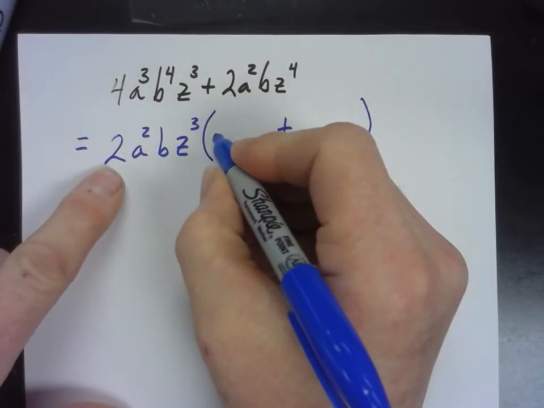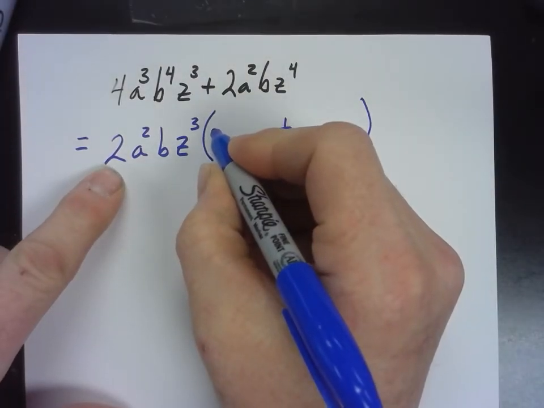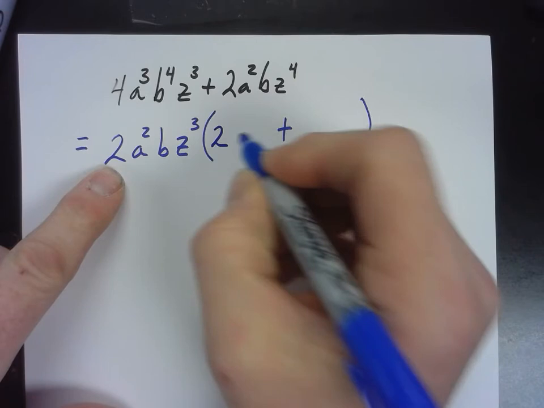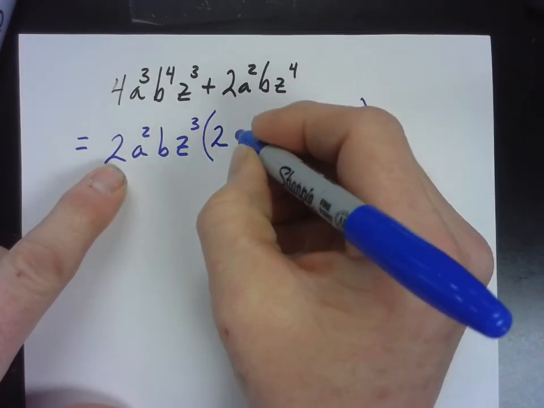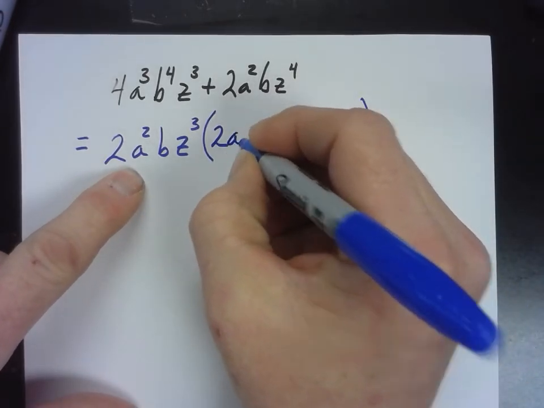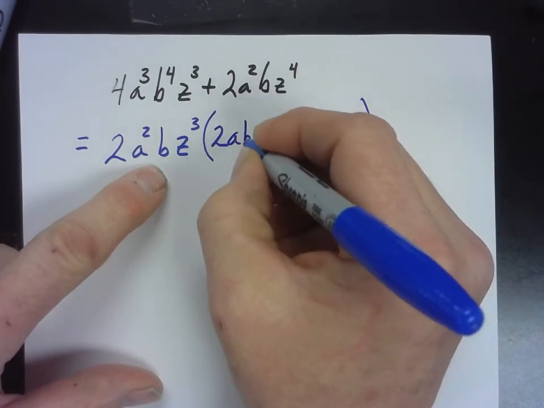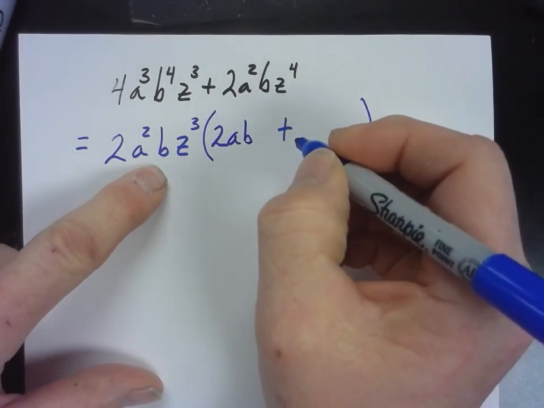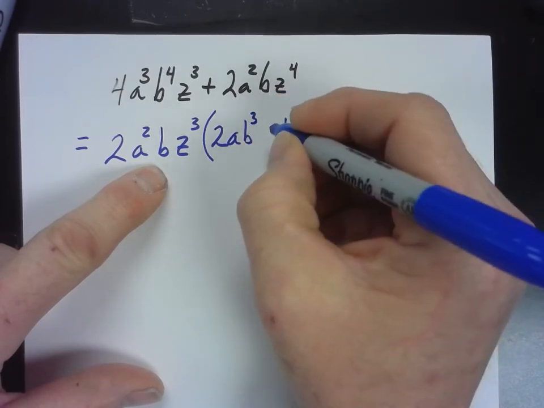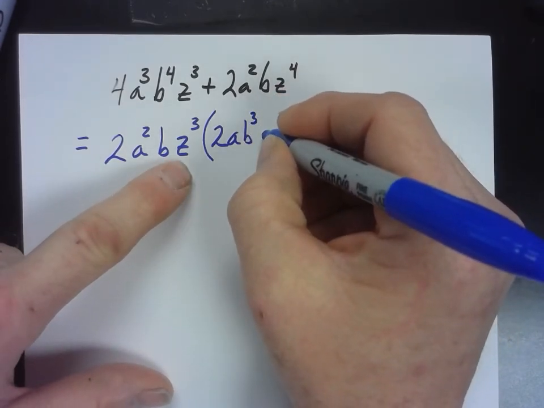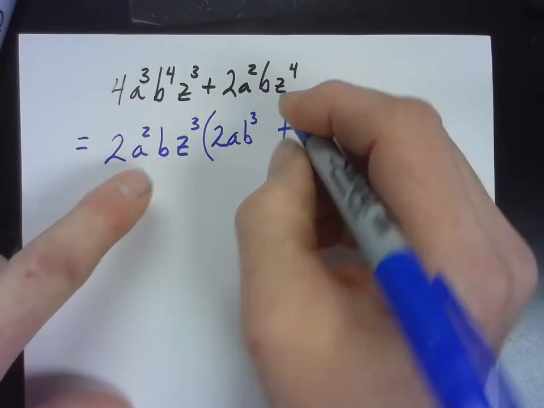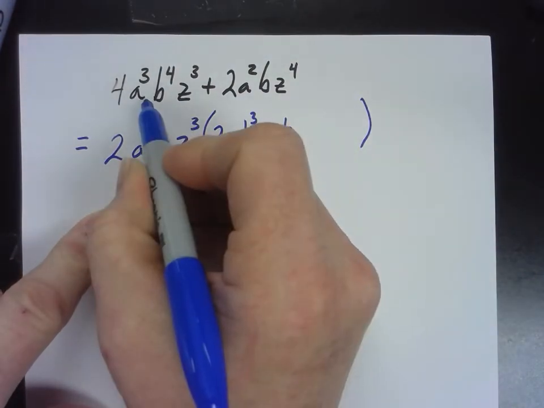Okay, what do you say? What number's got to go right here? 4 or 2? 2. All right. And an A. And B to what power? Third. Okay. Third. And what about a Z? Now, we don't want a Z here, do we? Okay, so if we multiply these two terms together, we get our first term here, right?